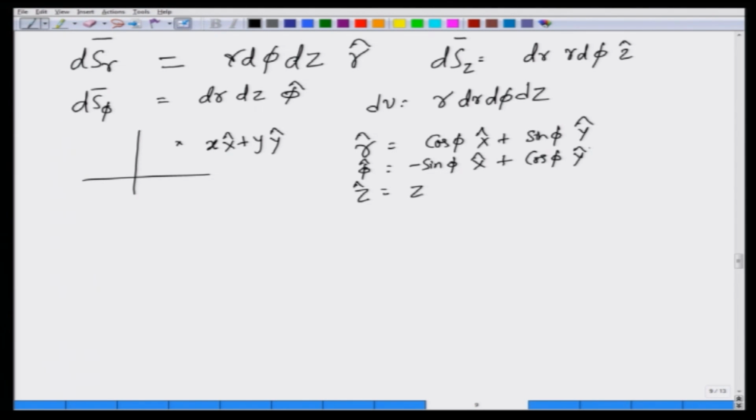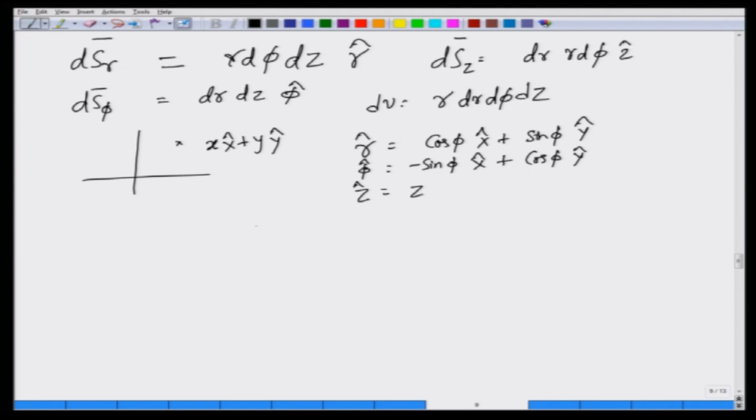Okay. Now, consider two cases. First, phi is equal to 0, which means that I am actually along the x axis, there is no angle change out there. So, with phi equal to 0, what will happen to the r hat and phi hat vectors? Z will not change, z will still be pointing upwards, along z. What happens to cos phi with phi equal to 0 will be 1, sin phi with phi equal to 0 will be 0.